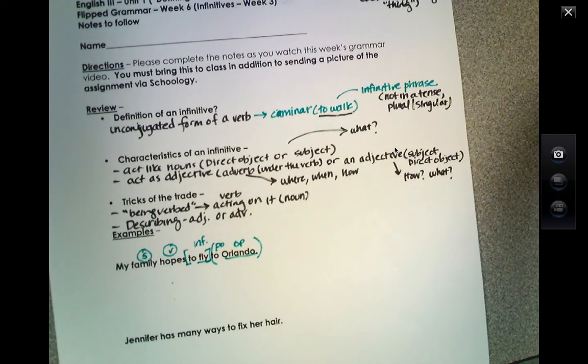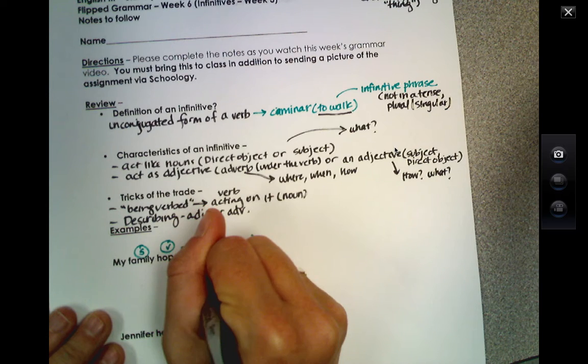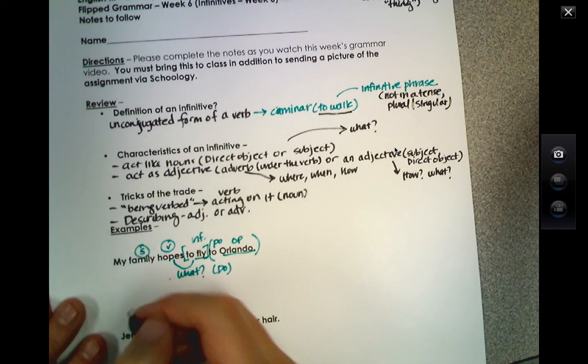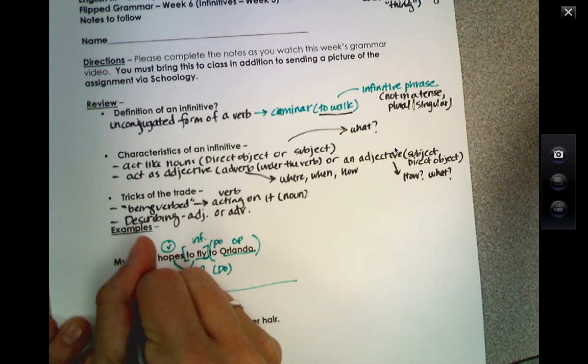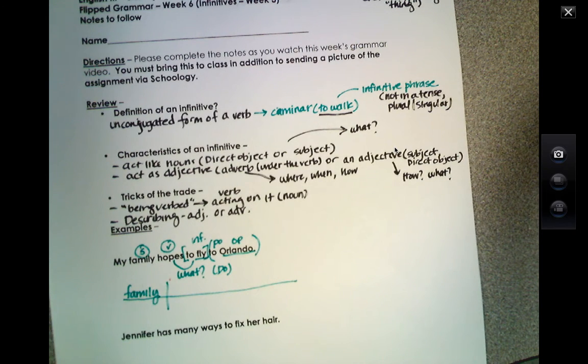So we have to figure out what question is that infinitive phrase asking. Well, in this case, it's telling me what I hope. So, because it's answering what, it is going to be acting as the direct object because we already have a subject, so it's process of elimination. So we have family, and then I'm going to put all the modifiers in black just so we're clear.